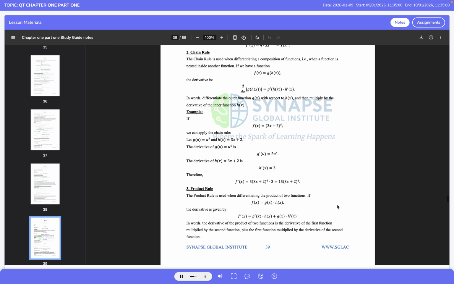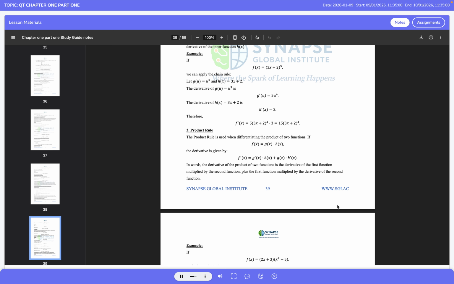The chain rule is particularly important in business models where functions involve transformations, such as growth rates, taxes, or cost adjustments applied to other variables. Next, we examine the product rule. The product rule is used when a function is defined as the product of two separate functions. The derivative is found by differentiating the first function and multiplying it by the second, and then adding the first function multiplied by the derivative of the second.